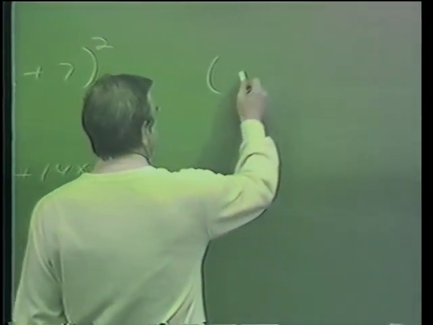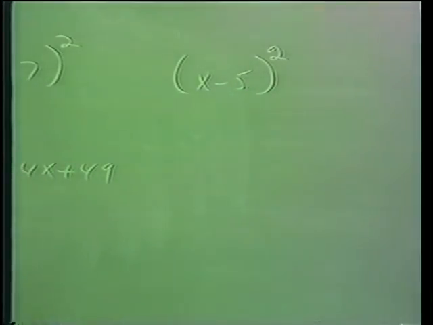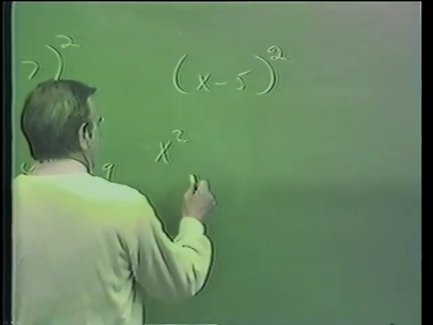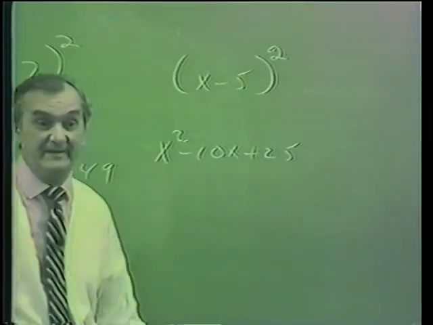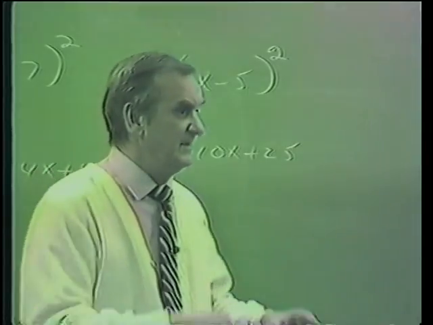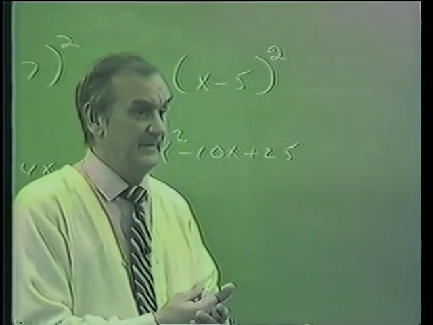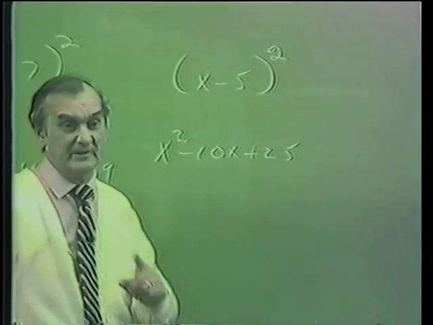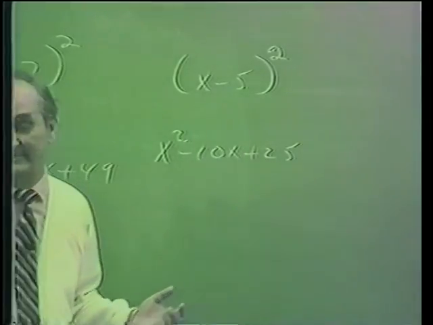Oh, let's try this one. The quantity x minus 5 squared. Tim? Okay, x squared minus 10x plus 25. You see, this first term and last term, they have to come out to be positive because you're squaring to get it. If you square a positive, a positive times a positive is positive. If you square a negative, a negative times a negative is a positive. So the first and last term are always positive. The middle sign is always the same as the sign in the problem. That's simple.